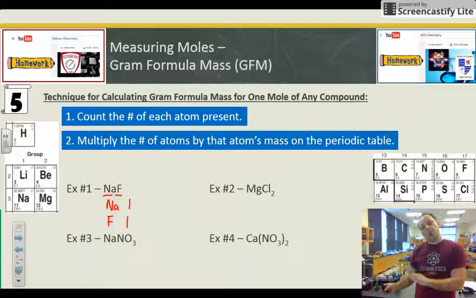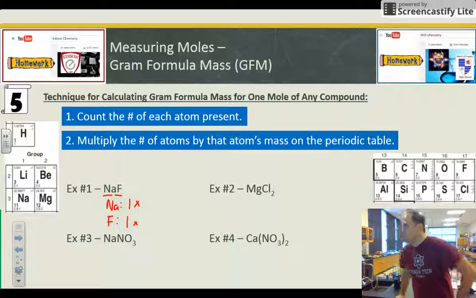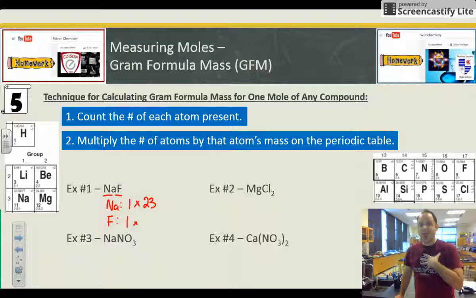Next, we multiply the number of atoms by that atom's mass on the periodic table, its atomic mass. So put a little multiplication sign there. We look up sodium on the periodic table, and I see in our notes 22.989. That .989 is really close to 1, so let me round that up to 23. I'm cool with rounding to the nearest whole number. Unless I specifically tell you otherwise, you can round to the whole number, but let's not write 22 there, because that is going to get you dinged. 22.9 acceptable, 23 acceptable. Don't write just 22.